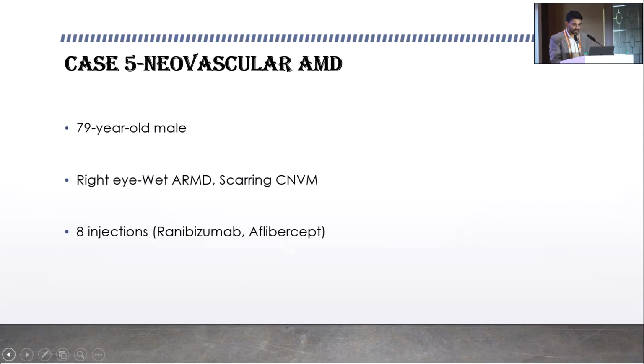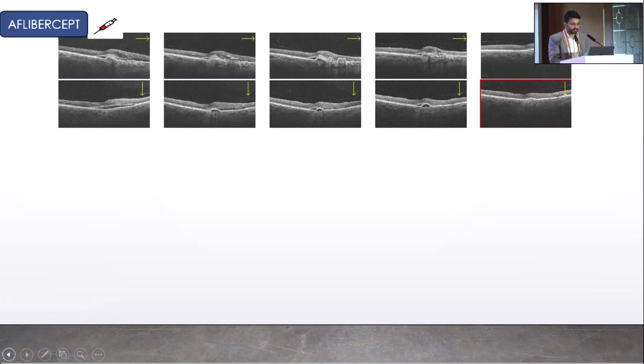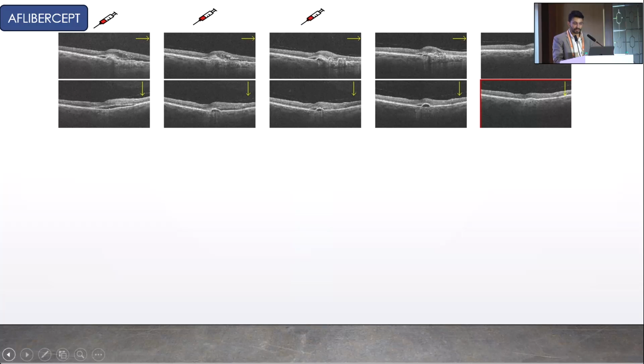Our fifth case is a 79-year-old male with right eye neovascular AMD scarring CNVM. Patient had received 8 injections. So here we can see that the injection was given. Patient was followed up at 8 weeks. There was minimal response. Again, we injected. Again, there was a minimal response.